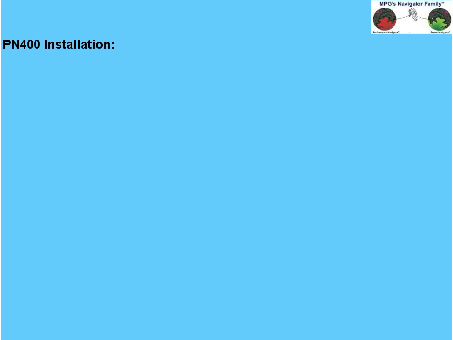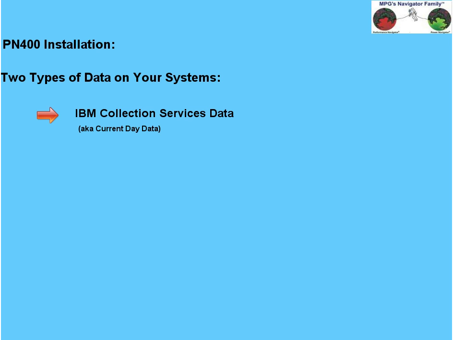Okay, before we begin with the installation, I always like to have the architecture talk so you understand exactly what we're doing here. I do that by starting with the two types of data that's on your systems. One, we have IBM collection services data. That's running all the time, all day long, and usually it's in 15-minute intervals, but some systems have it down to 5 minutes.